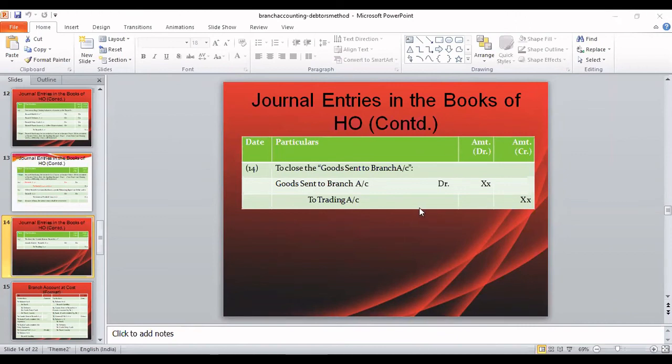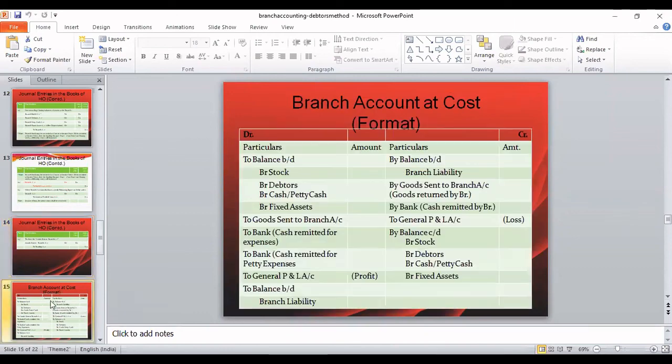Any doubt, any confusion till here? All the entries in the debtors method are completed here. Any doubt, any confusion till whatever entries we have seen? Don't worry, I'm going to share all these entries with you. But for the time being, any doubt, any confusion till whatever we did? Anyone? Or should I move to the next part? No, sir. Okay, beta. So now see this format.